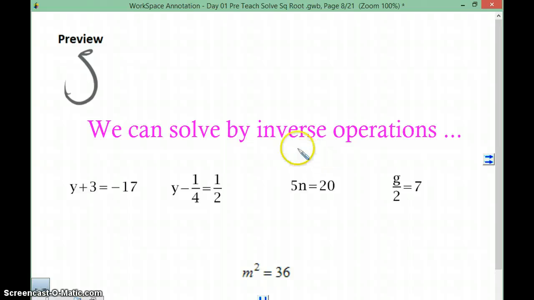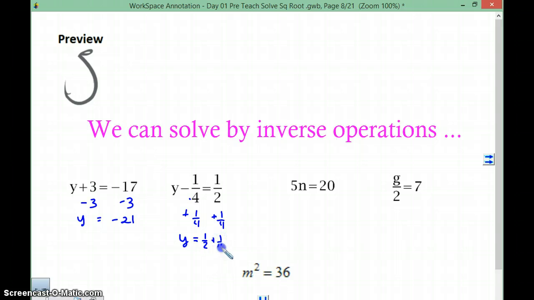So another way we can solve is by inverse operations. You know how to do this already. What's the inverse of subtraction? Addition, right? Let me do this a different way. We're going to add 1/4. You end up with y equals 1/2 plus 1/4, which is 3/4.